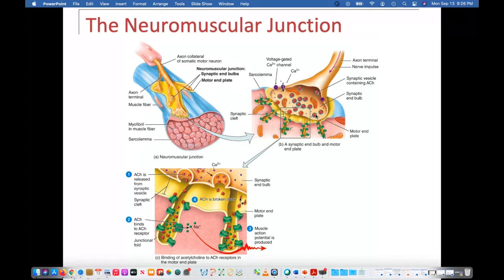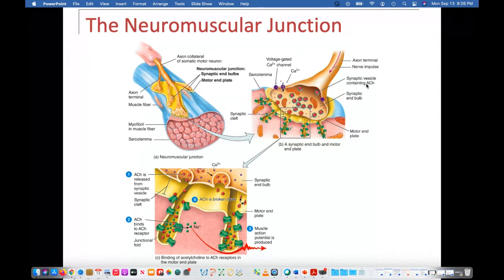A neurotransmitter is going to send a chemical message. Some neurotransmitters send a chemical message that is stimulatory, and some neurotransmitters are inhibitory. So some turn on the light switch and some turn off the light switch. The neurotransmitter that is involved at the neuromuscular junction is referred to as ACh, which stands for acetylcholine.